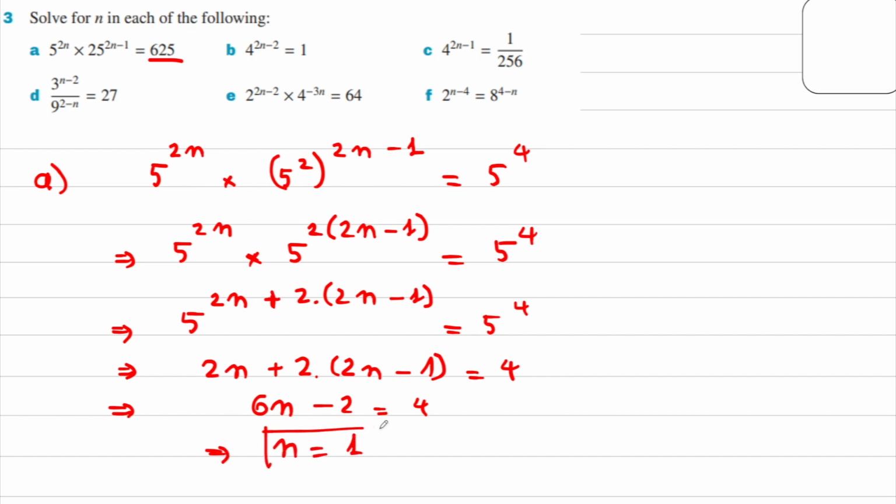Sorry, because I think this one is very easy for you, so I will do it very quickly. That is question A. Move to question B. I think that is very easy. The other side is 1.